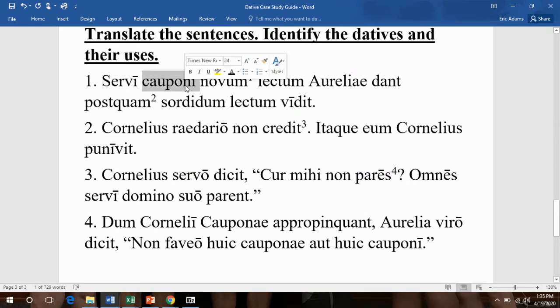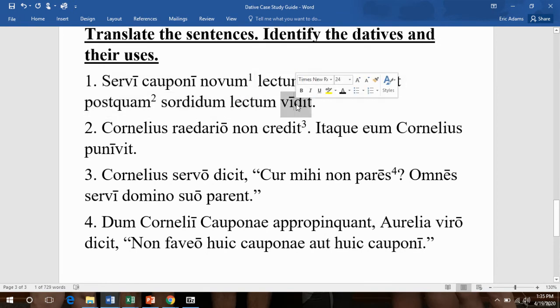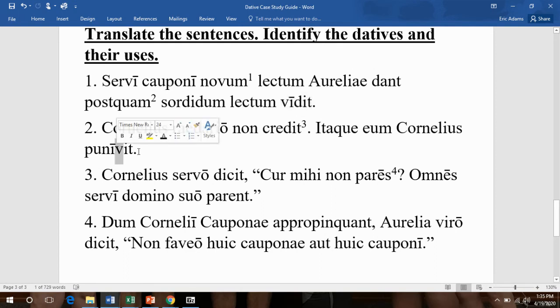Servi, slave. Caupo, if it's third declension, that's an innkeeper. Novum is glossed at the bottom. Lectum is a bed. Aurelia is the mother, and that is, of course, do, dare, dedi, datus, to give. Postquam is after. Sordidum means dirty. Lectum again is bed. And video, videre, vidi, visus, to see. Cornelius, raedarius is the coachman. Credit is glossed for you. It's in group 4 principal parts. Itaque, therefore. Eum, Cornelius, and punivit means to punish. Punio, punire, punivi. Note the V of the perfect.